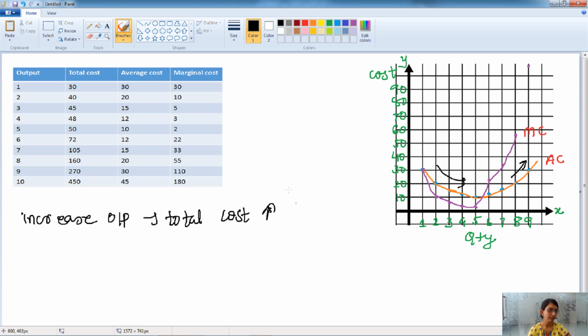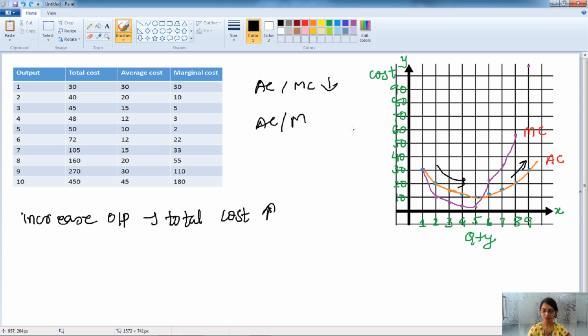In the starting, when the firm is trying to produce more with the available resources and tries to optimize the resources, their average cost and marginal cost are decreasing. But after a certain point, the average cost and marginal cost are also increasing.